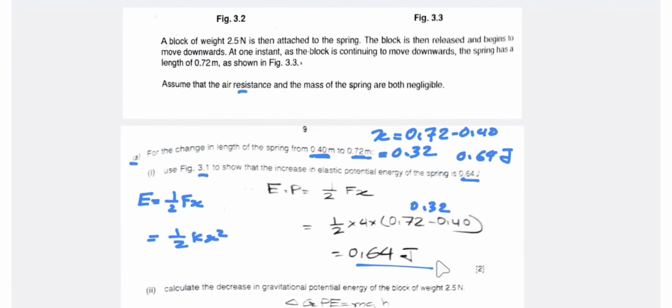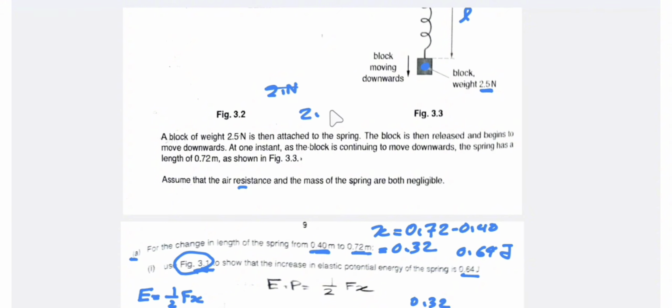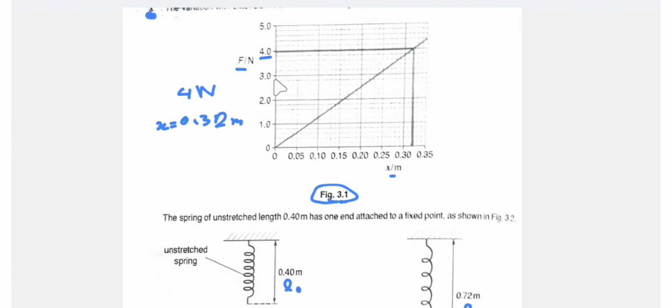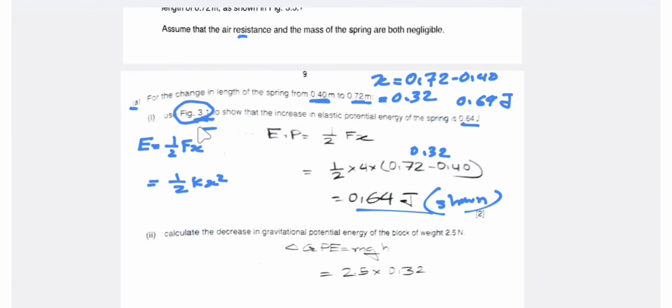Now we need to use figure 3.1. Let's suppose we use 3.2 or 3.3 instead, and just ignore this, then we can see that the weight is 2.5 Newton. That means the force would be 2.5 Newton. So we can consider the force as 2.5 Newton, but this would be wrong because we need to use figure 3.1. From figure 3.1, we get the force as 4 Newton. So you have to remember what is mentioned in the question, that is, which figure you need to use.